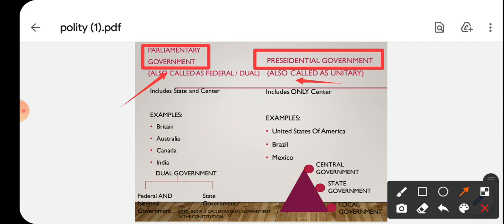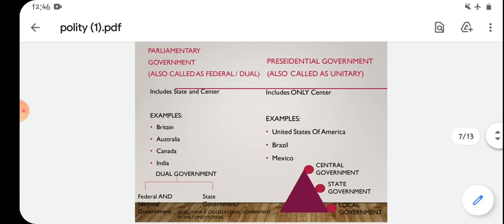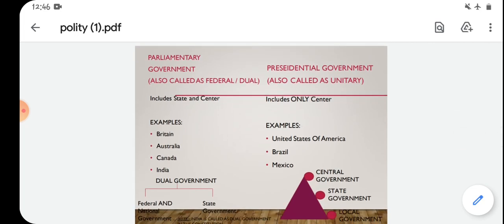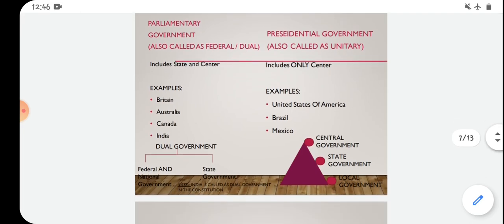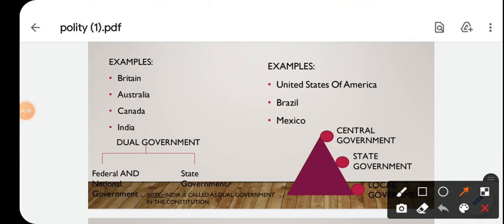Let's discuss what is parliamentary government, and what is presidential government. Parliamentary government is nothing but the government which includes both center and state. Here I have shown you one diagram, just a second. See, so suppose this triangle is a country. I am explaining what is a parliamentary government and what is presidential government.